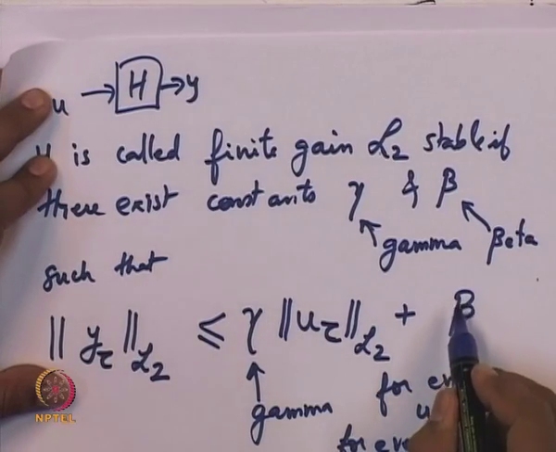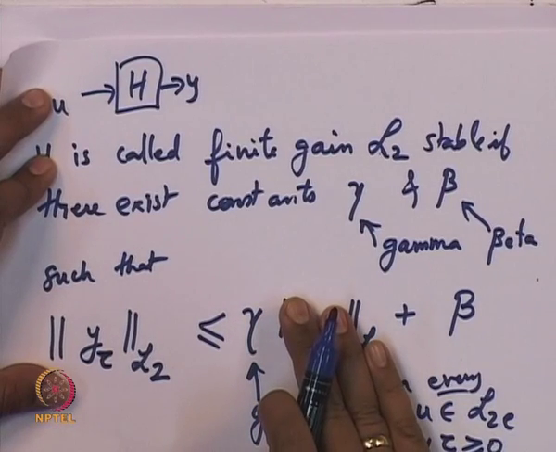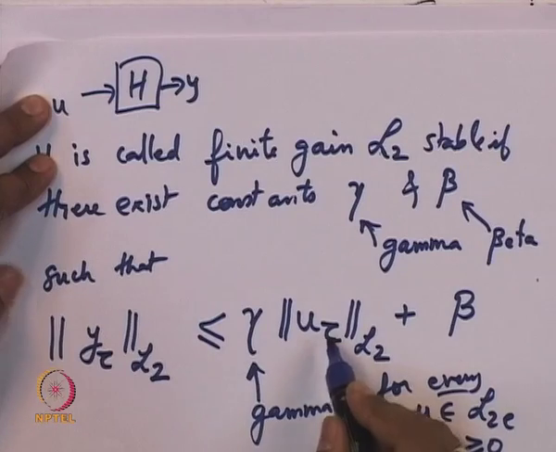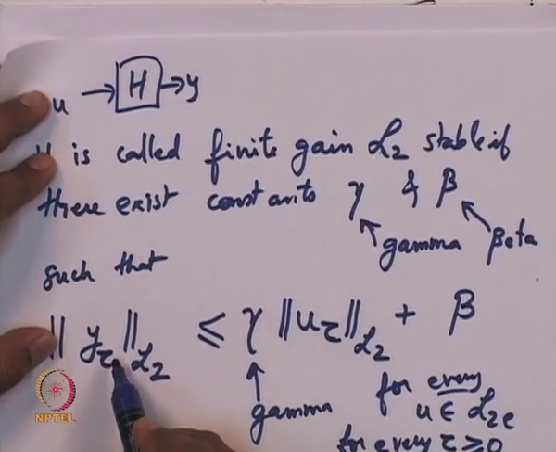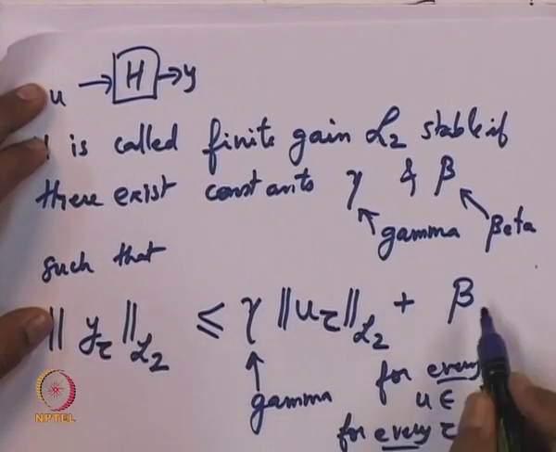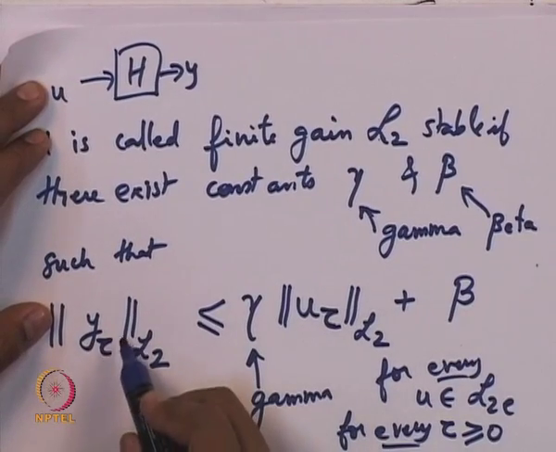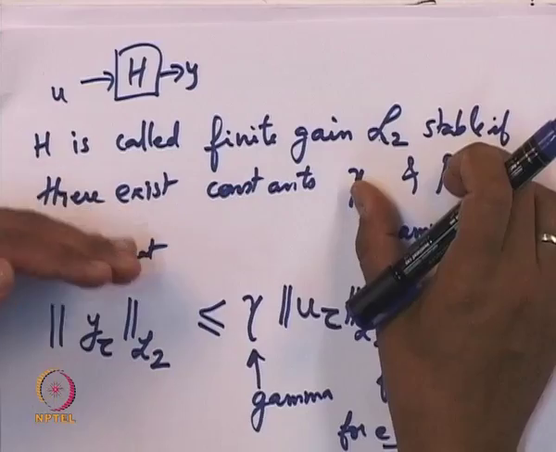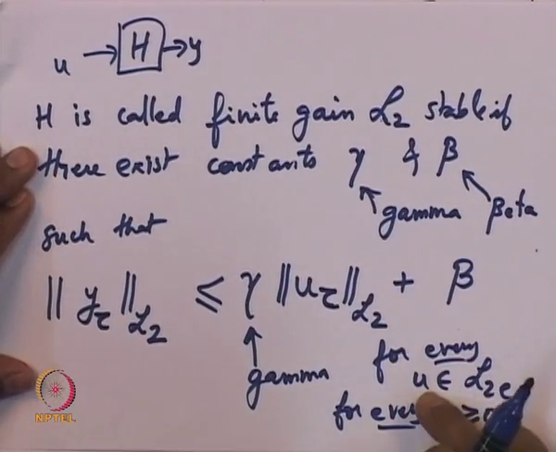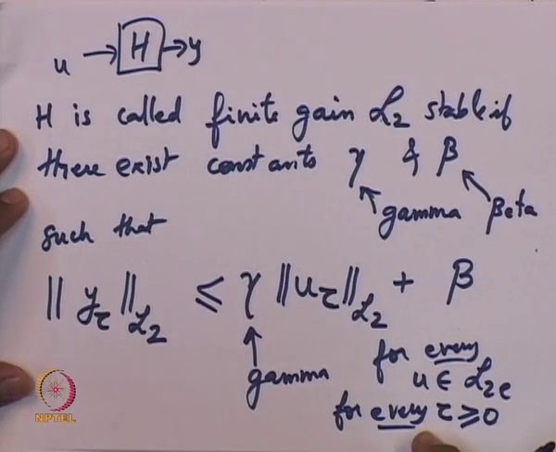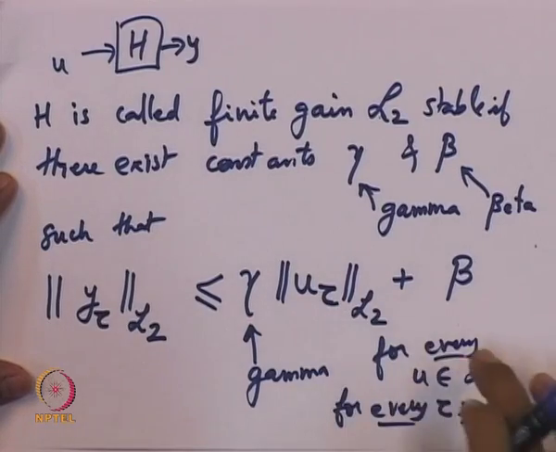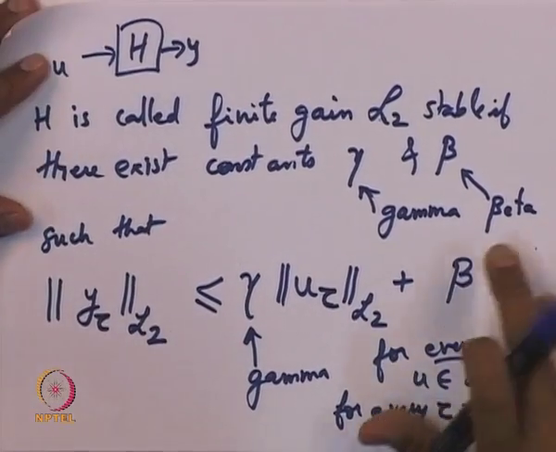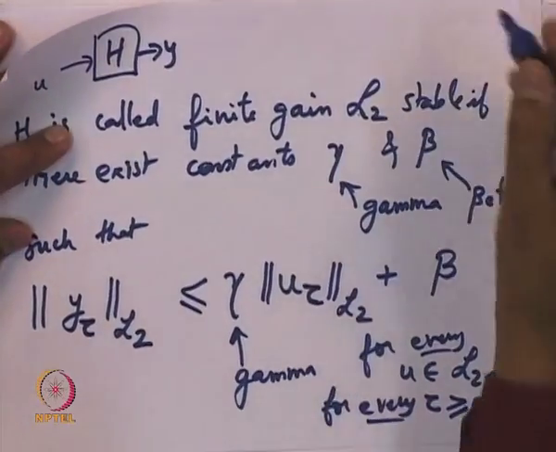This offset beta is not very important. You should understand this offset beta as follows: suppose you don't give any energy input U at all. If 0 is the input, then this particular term becomes 0, and the output can still be non-zero, but it has to be bounded. For every tau, the energy that comes out is bounded by some fixed constant beta. So gamma and beta are fixed constants that are not allowed to change depending on the particular U that you take from L2E and the particular tau at which you decide to chop. Independent of which U and which tau, the same gamma and beta have to work for this inequality to hold. That is the significance of this particular result. We will see some consequences of this inequality.